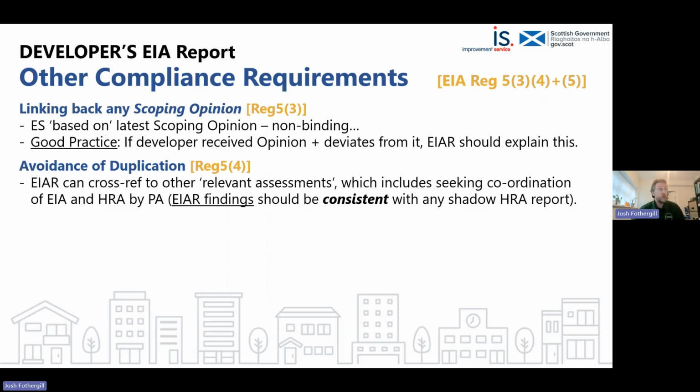There's meant to be an avoidance of duplication where that's possible, so the EIA report can cross-refer to other relevant assessments, which includes seeking to coordinate if there's a requirement for an EIA and a habitat regulation assessment, or an appropriate assessment, as you might call it. So the EIA report's findings should be consistent with that HRA report or shadow HRA report that the developer has submitted. Of course, this doesn't allow them to entirely exclude content.